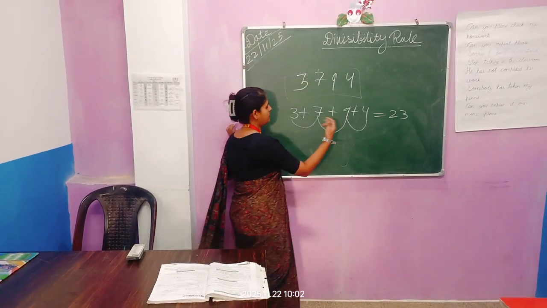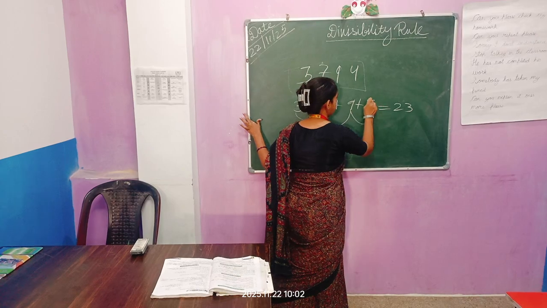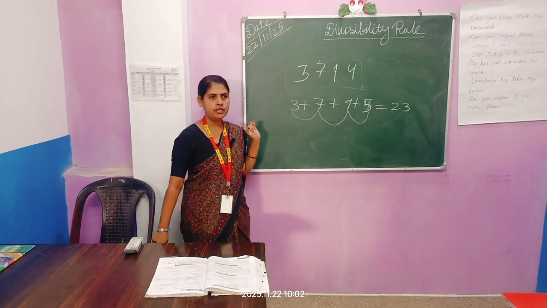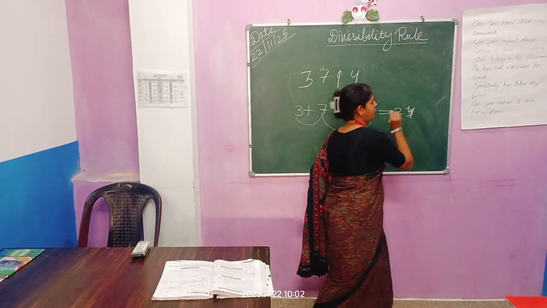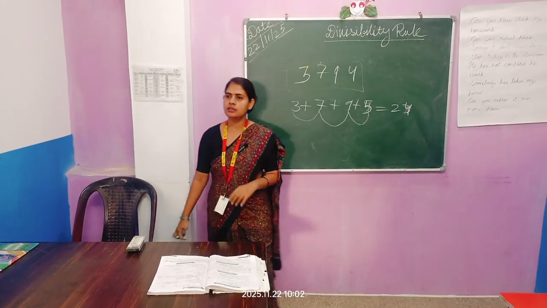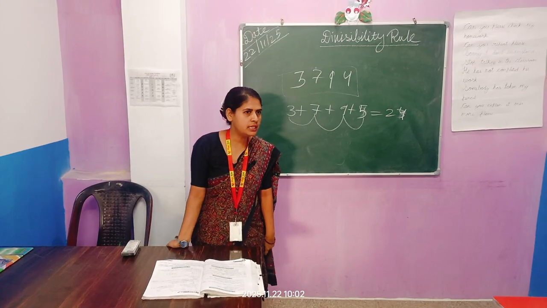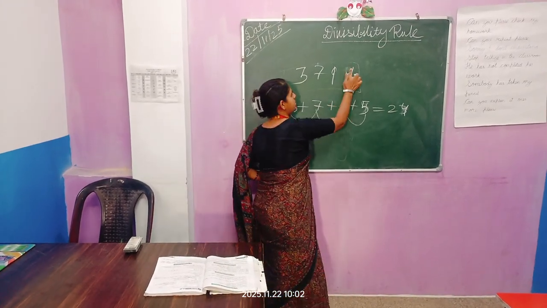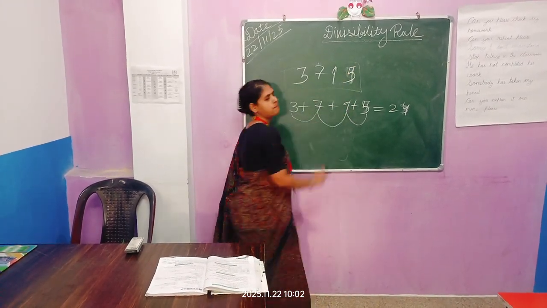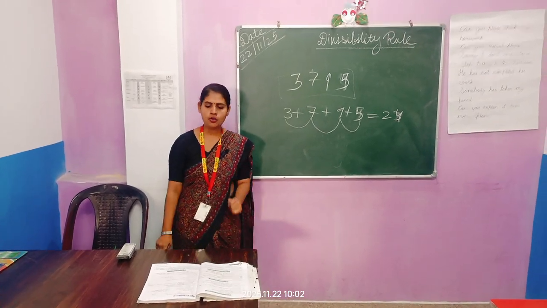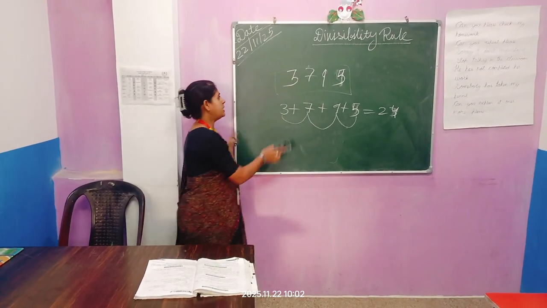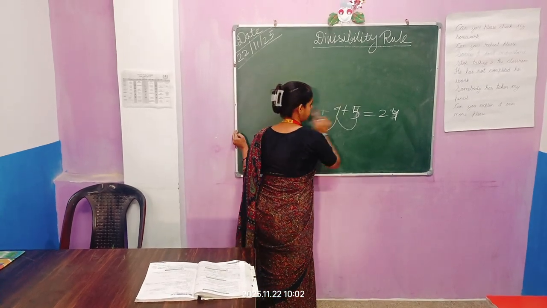If a number has something like 5 in place of the 4, then we add all these digits. What comes here? 24. 24 comes in the table of 3. Yes, that means this whole number is divisible by 3. Clear? Now move to the divisibility rule of 4.